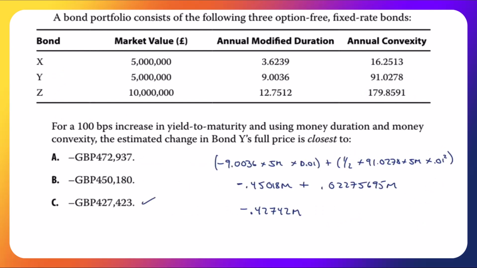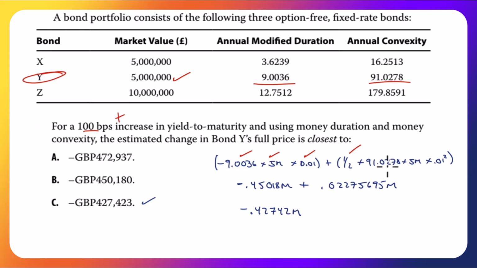For a 100 basis point increase, that is an increase in the yield to maturity, and using money duration and money convexity, the estimated change in bond Y's full price is closest to. There is bond Y, there's our duration, our convexity. We want money duration and money convexity, there's our money. So it is just duration times the money. There's money duration times 0.01 because it's 100 basis points.